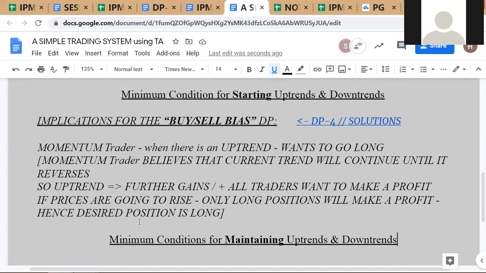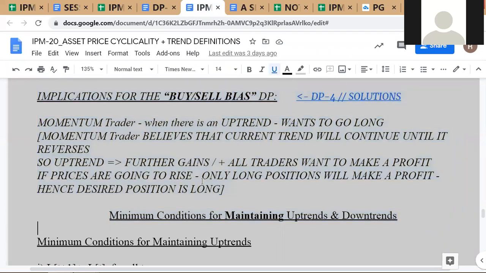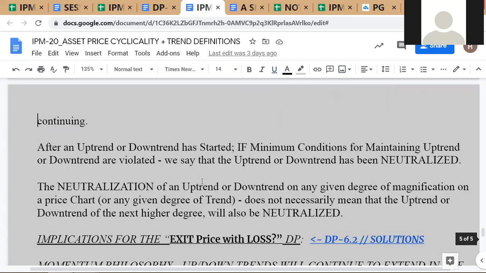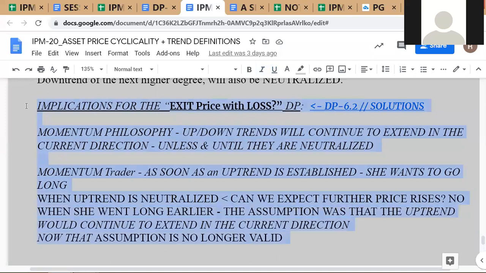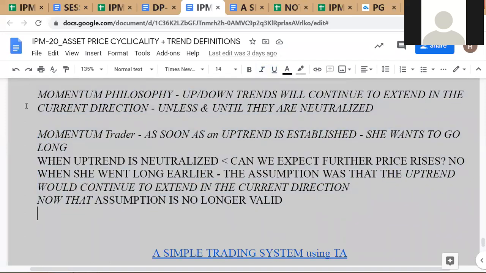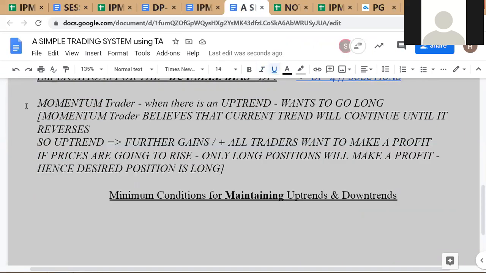And then the other point, the minimum condition for maintaining uptrends and downtrends, also has an implication, and that also we will put into the same note. This has all been discussed in the last class, and this is where we were towards the end of the last class. We explained this in great detail, so I'm not going to go into that. You can look at the video.